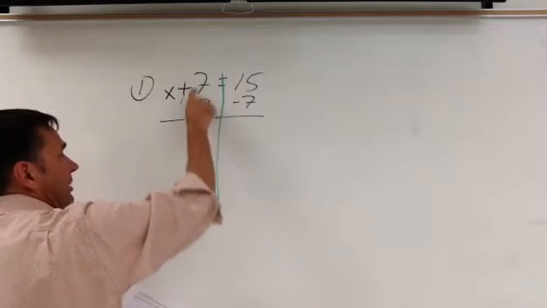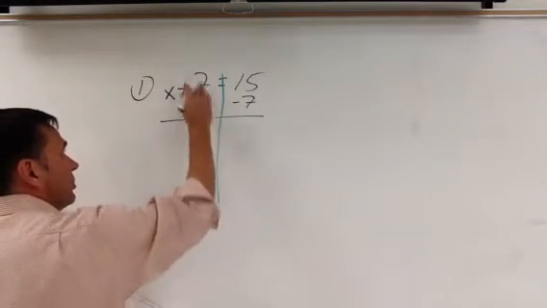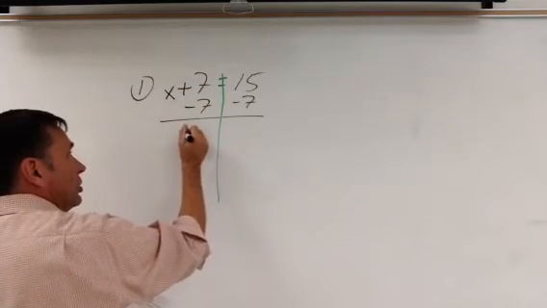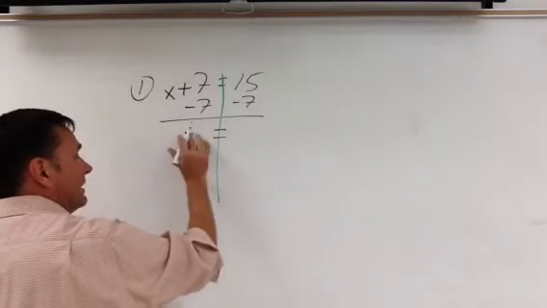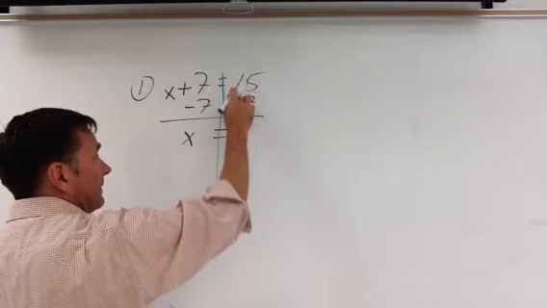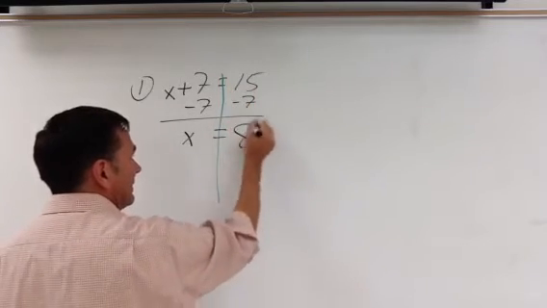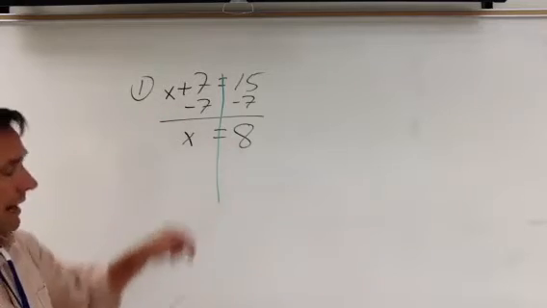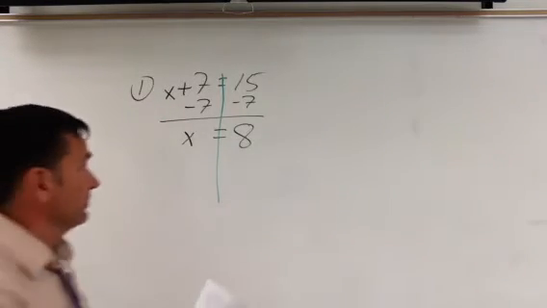When we add opposites, this equals 0. This 7 minus 7 gets eliminated. The only thing that is left now is the x. We have our x all by itself. 15 and negative 7 is a positive 8. So we added our opposite to get the final answer.